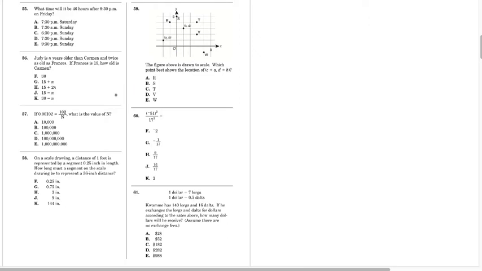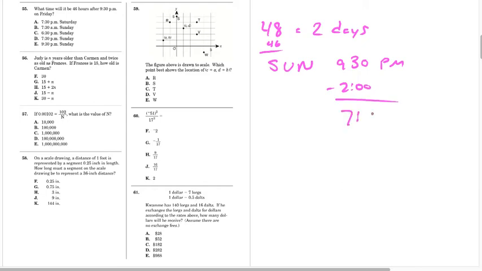Question 55. What time will it be 46 hours after 9:30 on Friday? I'm going to use a little bit of a cheat here, but I know 48 hours is 2 days. So 2 days later will be Sunday at 9:30 p.m. And then we just need to take off 2 hours, 48 minus 46. So subtract 2 hours, and you get 7:30 p.m. on Sunday, which is D.